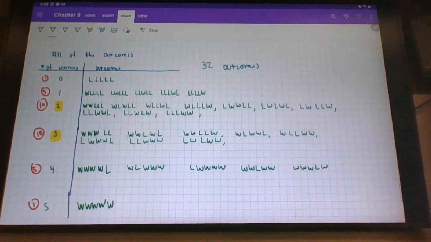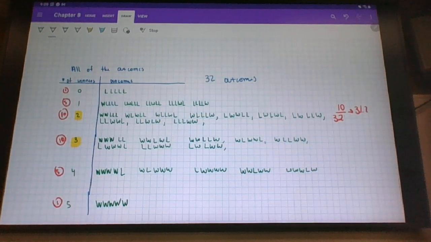Alright, so the question was, how many possibilities if there's 2 winners that week? It's 10 out of 32, which is 31.25%. That's number 5. Did anybody else get close? Want to show me your answers? I got 35.